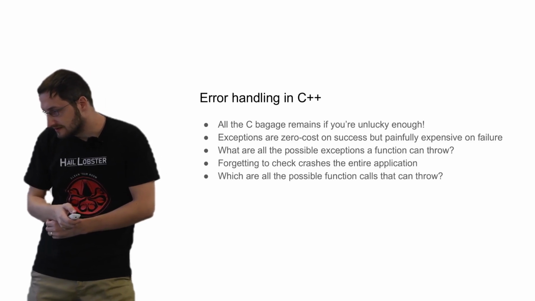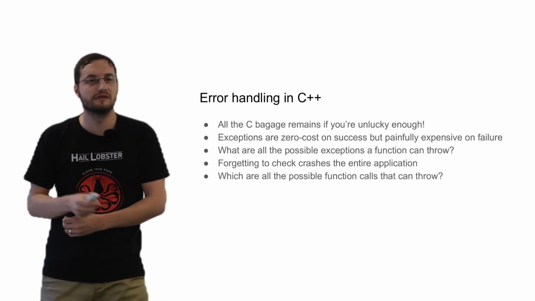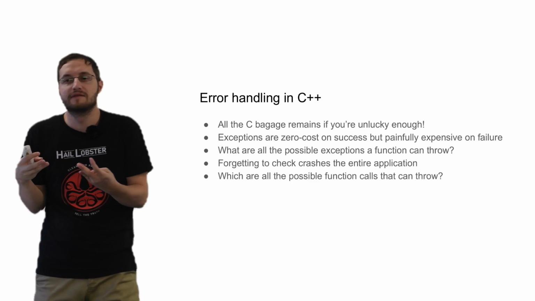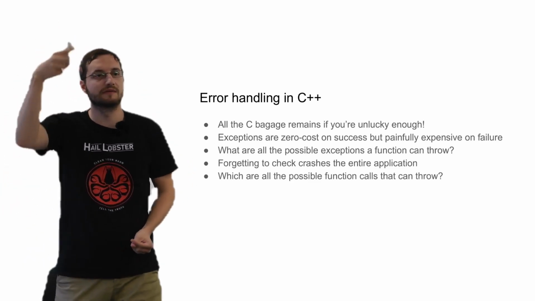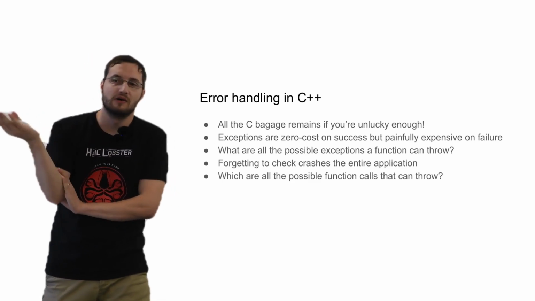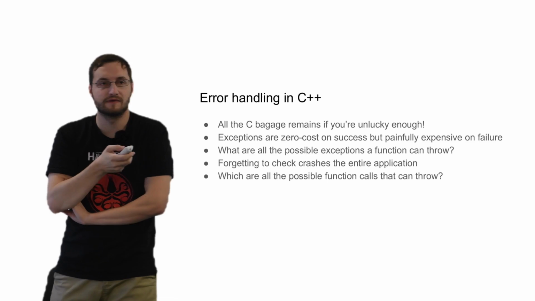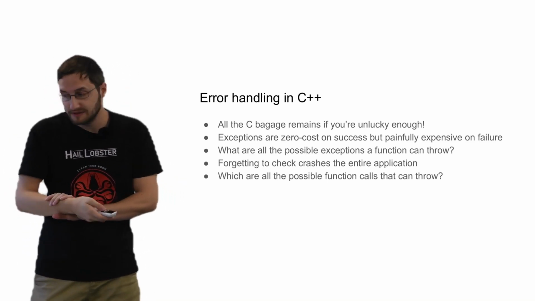Of course, there is also the question of which of these functions can throw in the first place. Like if you for some reason need to know, you have 5 function calls inside the function body, and you need to know which can throw, and again you cannot tell from just looking at it. So that's quite annoying.